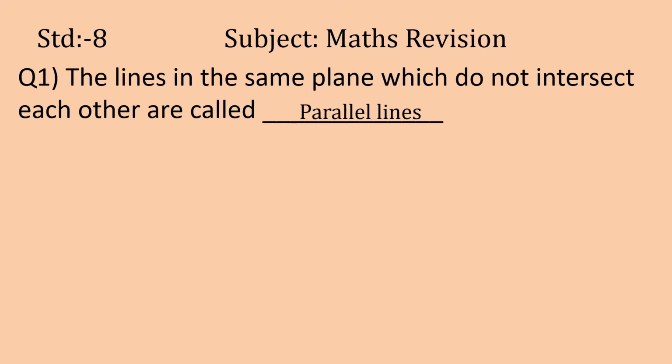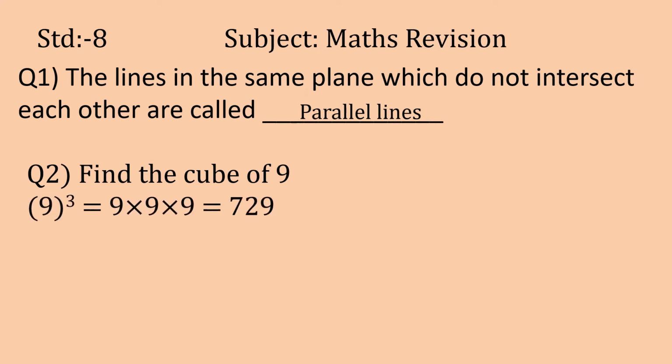Now, second question, what is given? Find the cube of 9. Cube of 9 means you have to find 9 raised to 3. So that means 9 into 9 into 9, 3 times. So cube of 9 is 729. You know that 9 into 9 is 81, and 81 into 9 will get 729. Are you getting me, students?